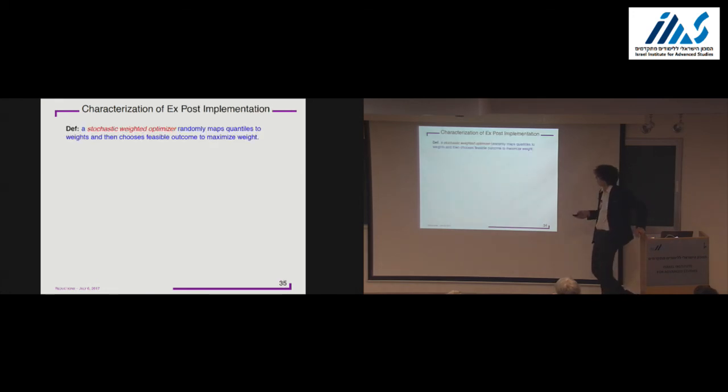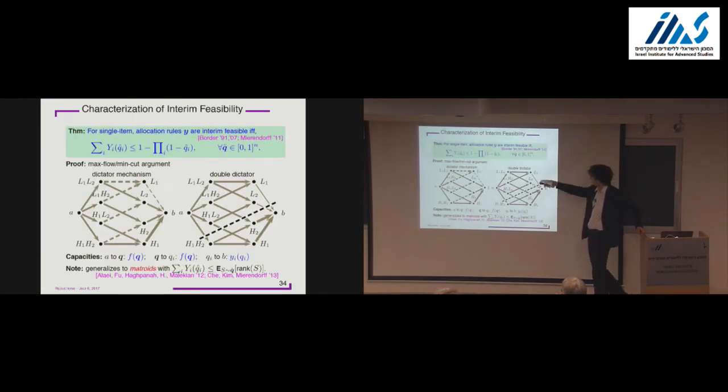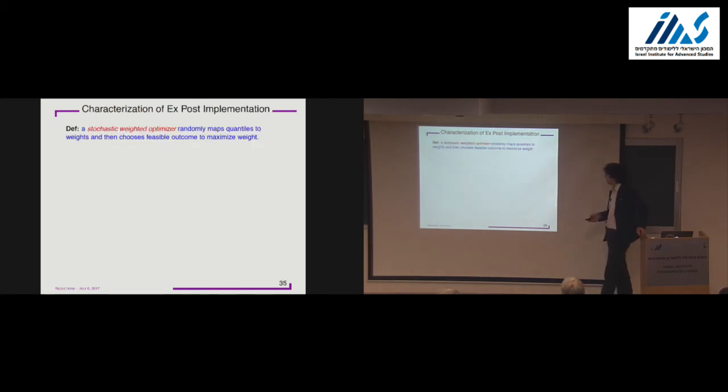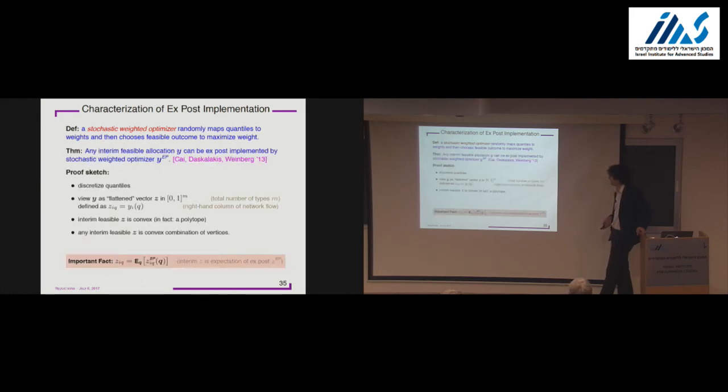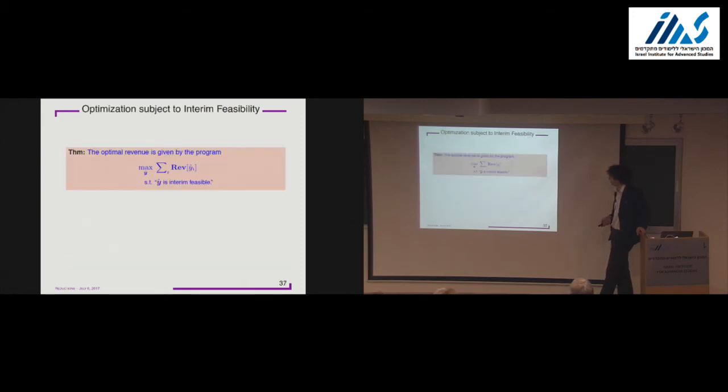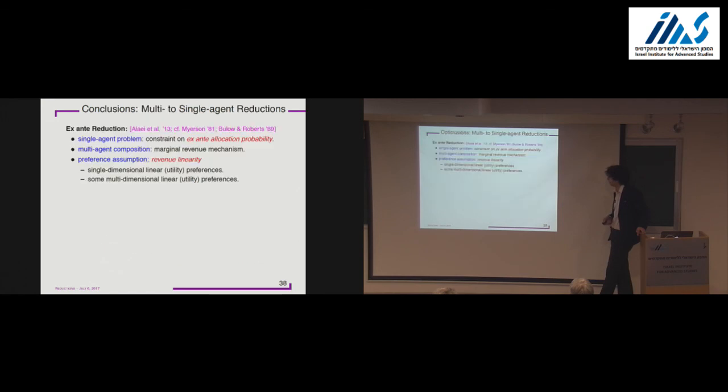I have a bunch more pictures, but I'm going to refer you to the more general results beyond. For matroids, you can do this and get nice characterizations, which you can then use to optimize. There are things you can do beyond matroids, which I'm going to skip. And there are some really pretty pictures you can look at in the book.